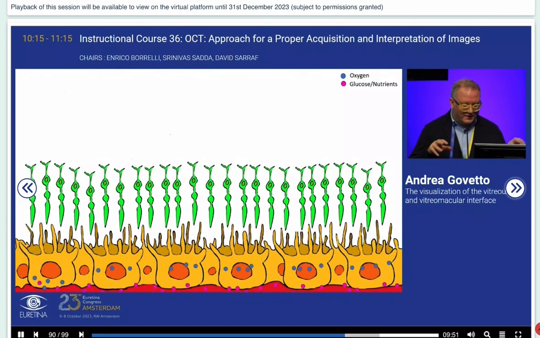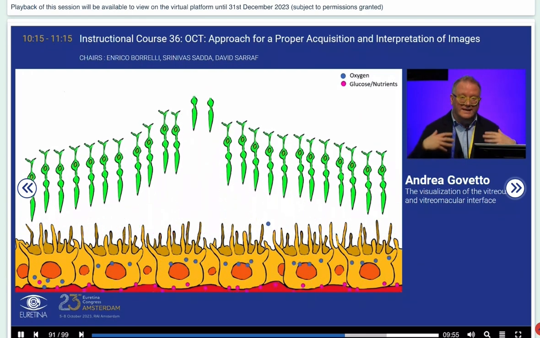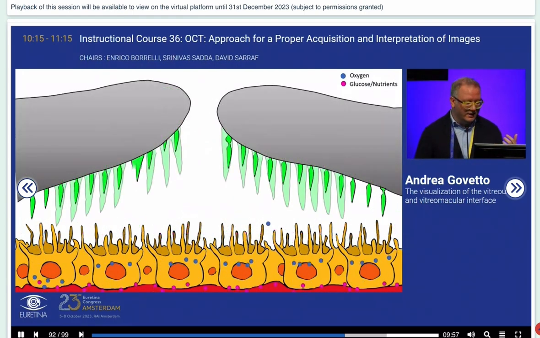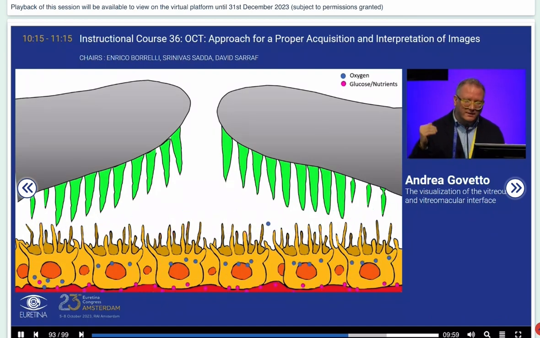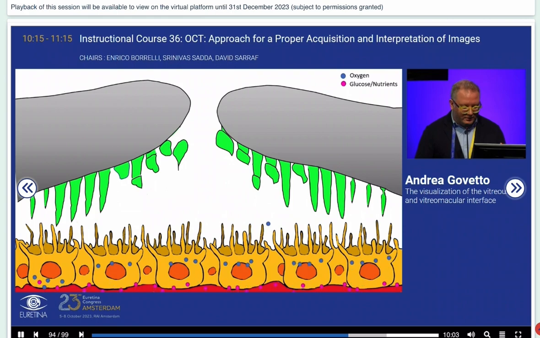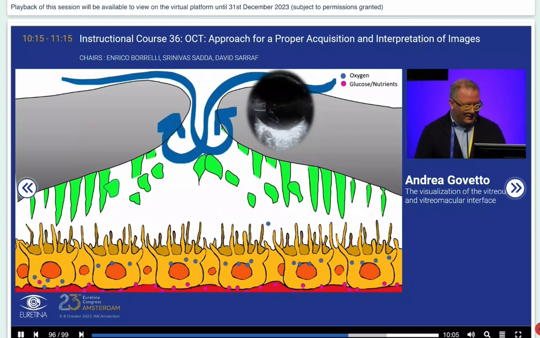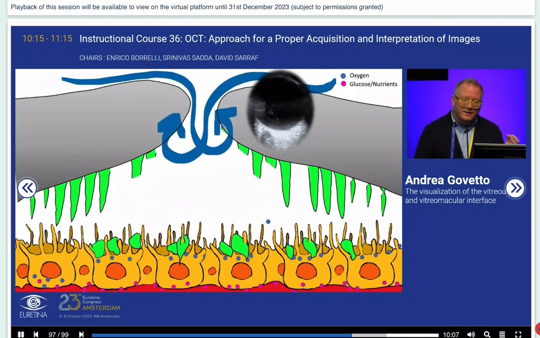So what's happening here? Photoreceptors are nicely there over the RPE, they're receiving oxygen and nutrients. When the hole forms, they detach, and it's like a retinal detachment. So they start to elongate. The outer segments are piling one over the other. And the degradation process starts, and then this falls over the RPE, and these are the granulations that you can see at the base of the hole.